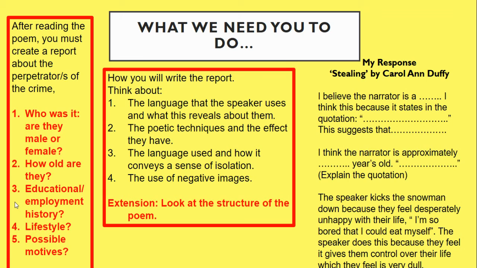Then moving on to the second question, how old are they? So "I think the narrator is approximately..." how many years old? Find a quotation and then explain that quotation. And what we say is that we write a lot about a little. And then finally, the last paragraph is an example of making a point, using a quotation and explaining it. So the speaker kicks the snowman down because they feel desperately unhappy with their life. "I'm so bored that I could eat myself." The speaker does this because they feel it gives them control over their life, which they feel is very dull.